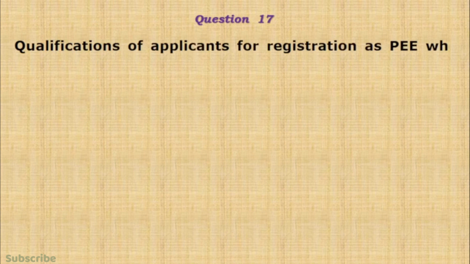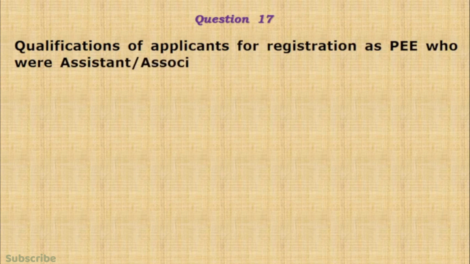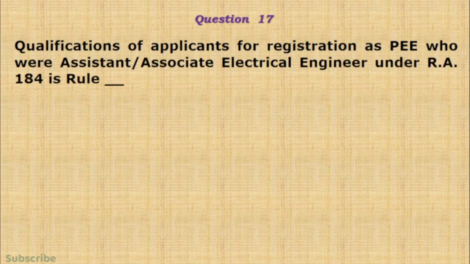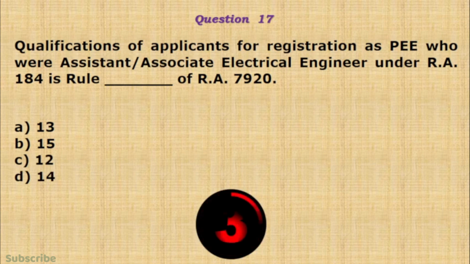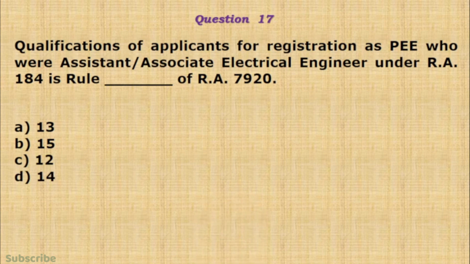Question number 17. Qualifications of applicants for registration as PEE who were assistant or associate electrical engineer under RA 184 is Rule blank of RA 7920. A. 13, B. 15, C. 12, D. 14. The correct answer is letter B. Rule 15.